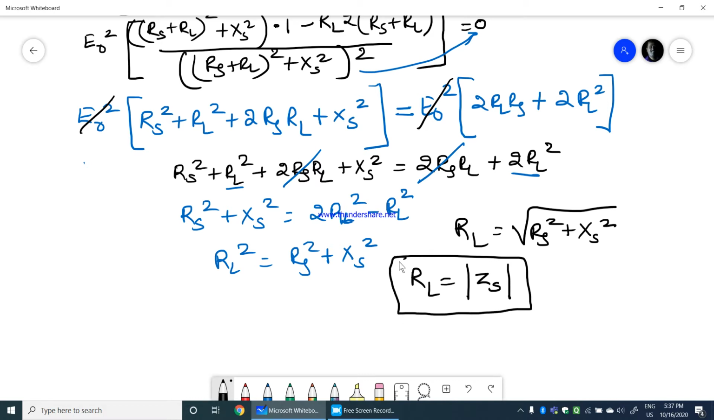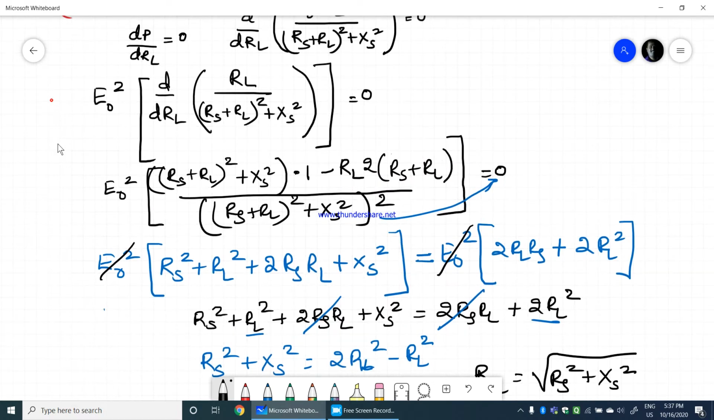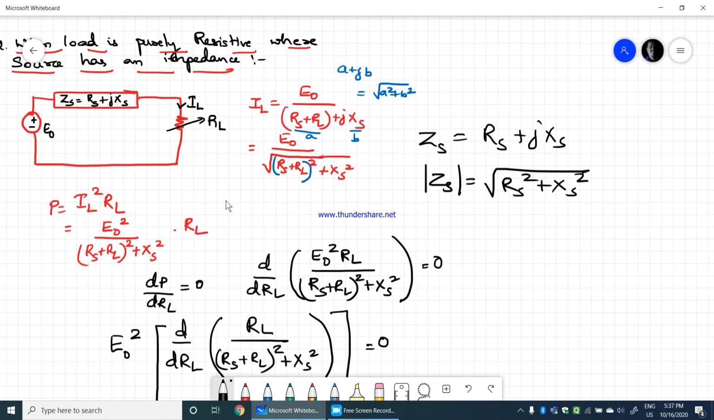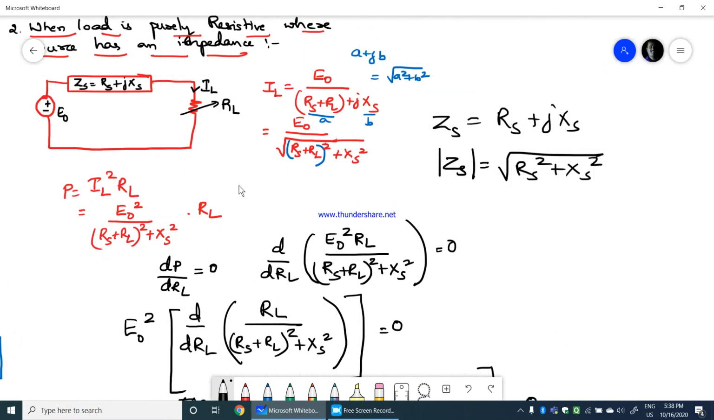So this is the proof for the definition which we have seen earlier. So load resistance would be equal to the magnitude of the source impedance. It means, go back and see here, the power will be maximum.